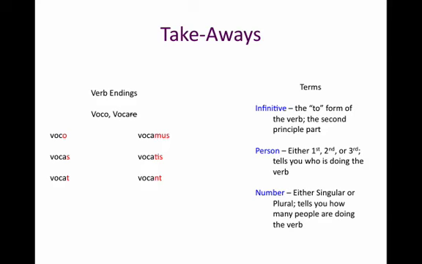Vocant, they call. The other thing that's going to be imperative for you to remember are your terms. And three terms that you really need to memorize are the infinitive, which is the to form of the verb. In this case, vocare is to call. And it's the second principal part that you're given. You also have to memorize what person is. And the terms for person are either first, second, or third. And it tells you who's doing the verb. And of course, number, which is either singular or plural.